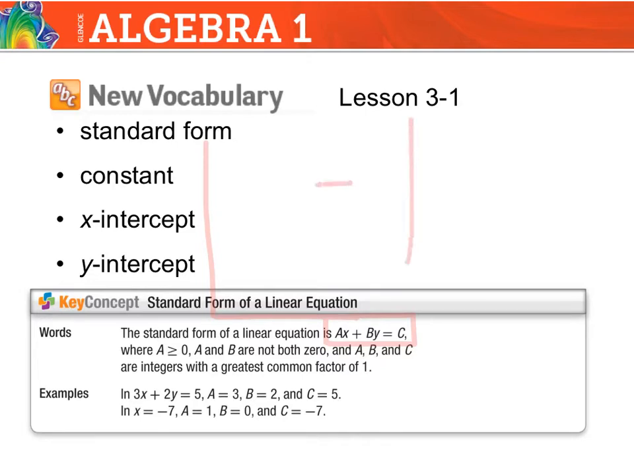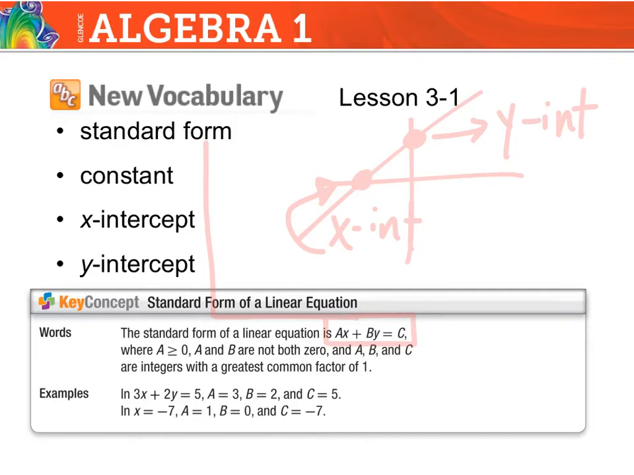X and y intercepts. So here we have a graph. There is a line that goes through our graph. Wherever our line crosses an axis, I would call this first one here an x-intercept, and this one here a y-intercept. I never write intercept, I just put int. I think that's all we've got as far as this goes. Okay, so that was easy, that was fun. All right, moving on.